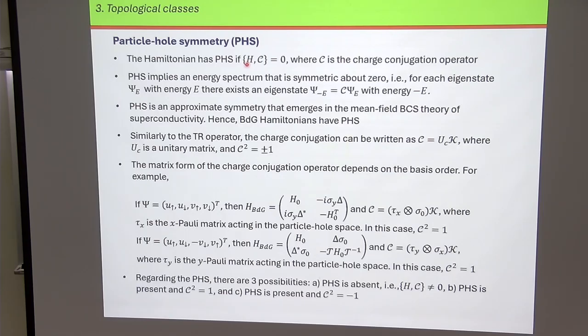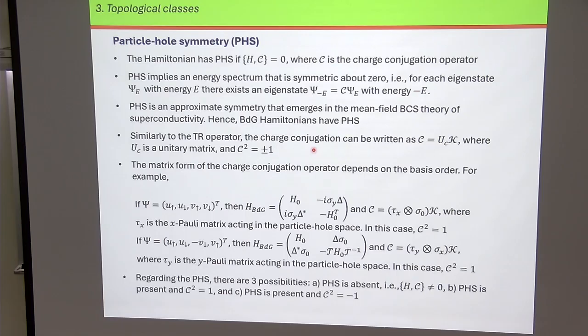So then you can also write this operator in this form. It's a unitary transformation followed by the complex conjugation, and it can square to plus or minus 1. The form it takes depends very much on your system. It depends on the basis you are using, the order of the basis.